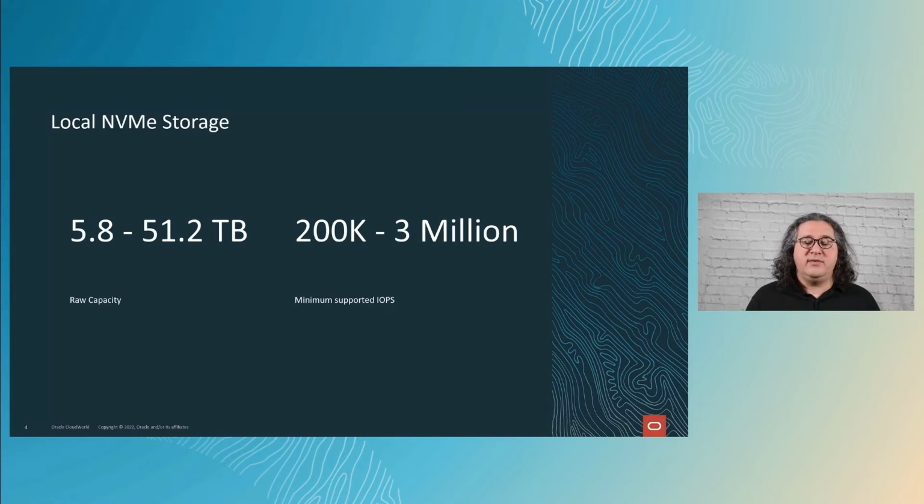The shape of the instance is what will define the total amount of local disk space, varying from 1 to 8 disks, that give you a total space from 6.8 terabytes to a little over 54 terabytes. The IOPS starts at 200,000 and can go all the way to 3 million IOPS, depending on how you configure the disks. Data durability is a user's responsibility.